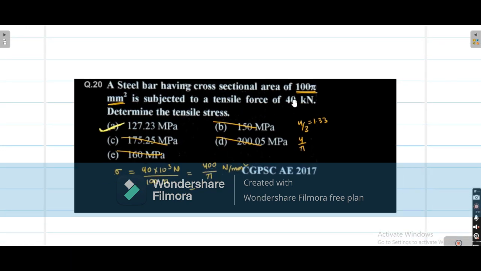A steel bar has a cross-sectional area of 100π mm² and is subjected to a tensile force of 40. Determine the tensile stress. Obviously, the 40 is nothing but the load. The load is given in kilonewton.